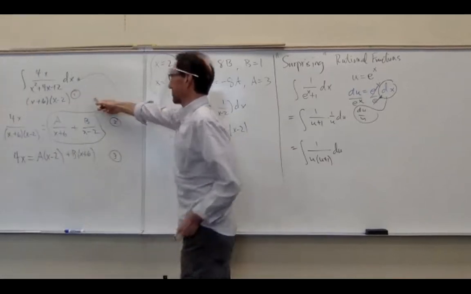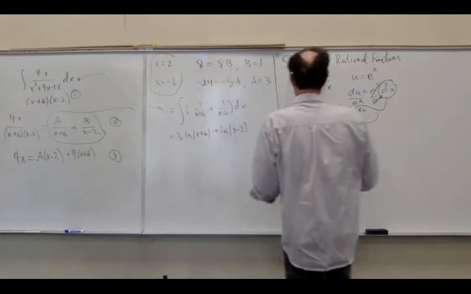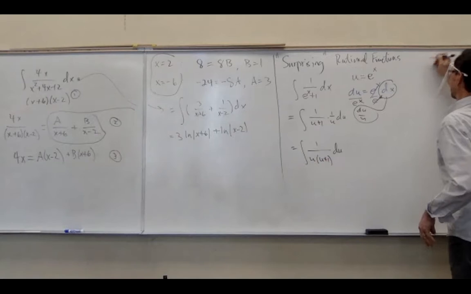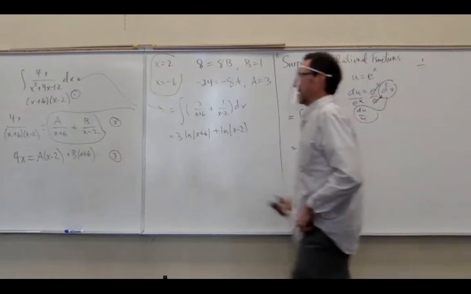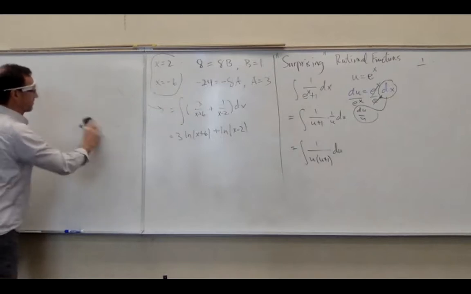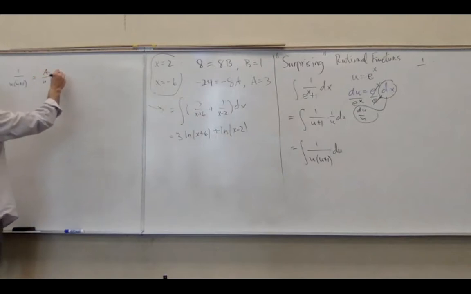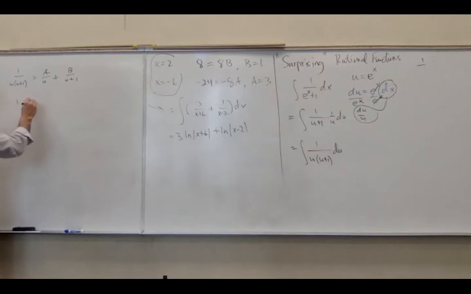So now we do our 3 steps. We've already done the first one, the denominator came factored for us. Now our decomposition, this is a case 1. One over u times u plus 1. We're going to decompose into a over u plus b over u plus 1. We're going to equate numerators. We're going to plug in a well-chosen value of u. Anybody have a good idea?